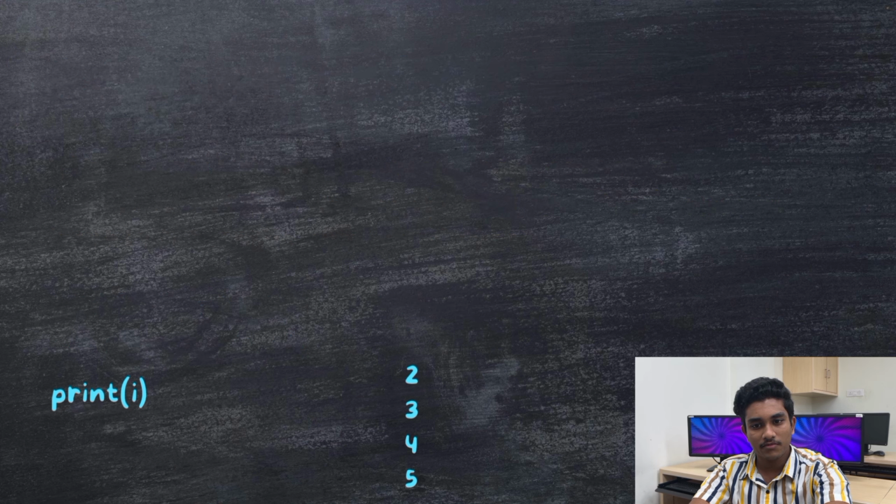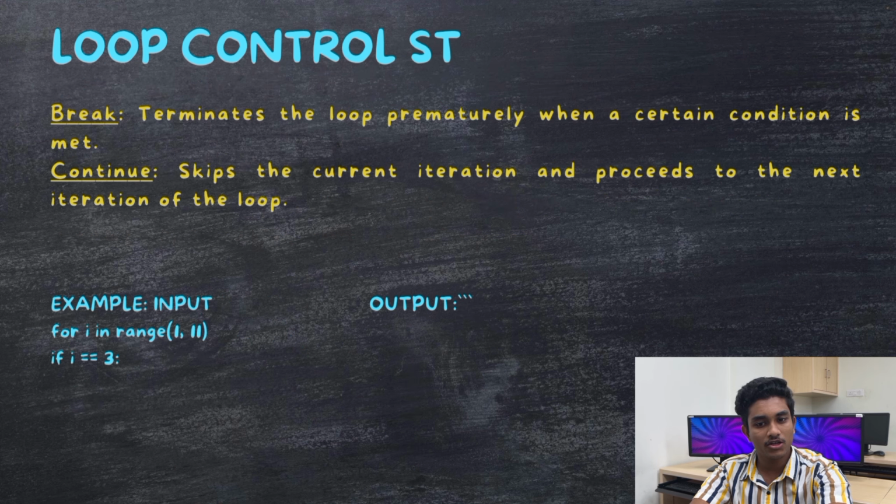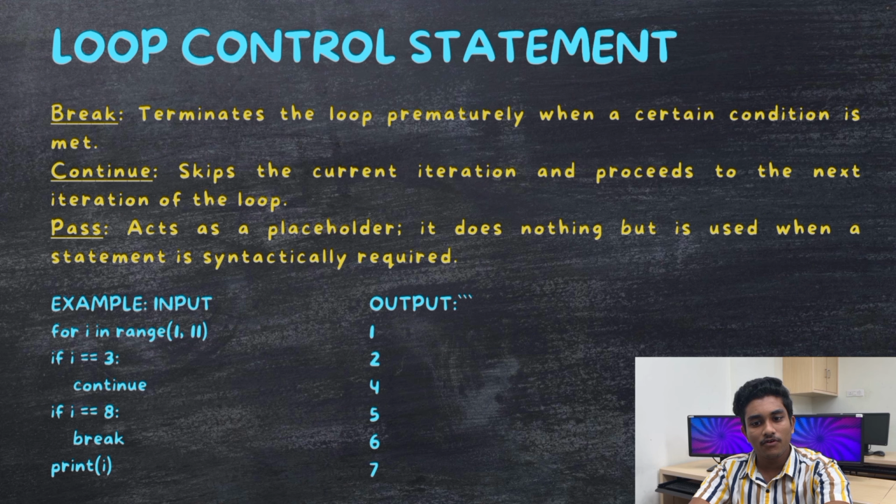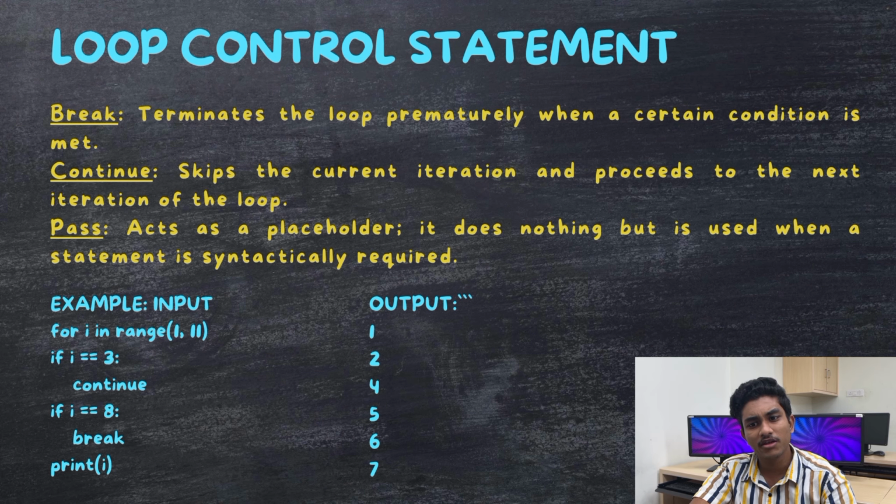Loop control statements are break, continue and pass. The break terminates the loop permanently when a certain condition is true. Continue skips the current iteration and proceeds to the next iteration of the loop. Pass is used as a placeholder. It does nothing, but it is used when a statement is syntactically required.